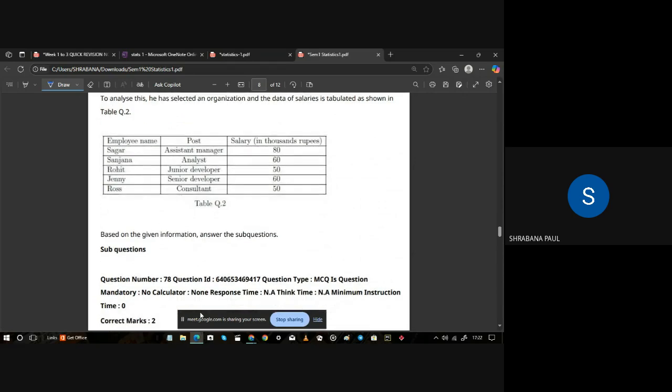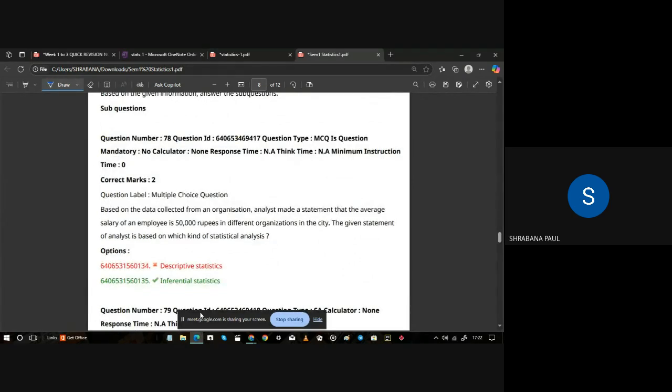Coming to the next question. A chart is given where employees' name, post and their salary is given. Now come straight away to the question. Based on the data collected, see the option. This is descriptive statistics or inferential statistics.